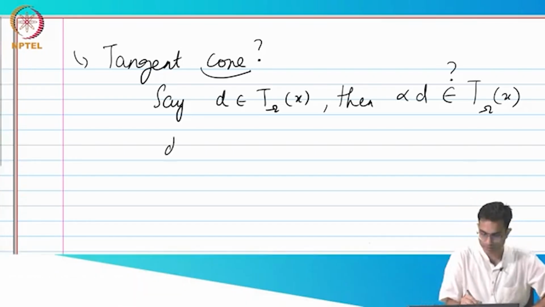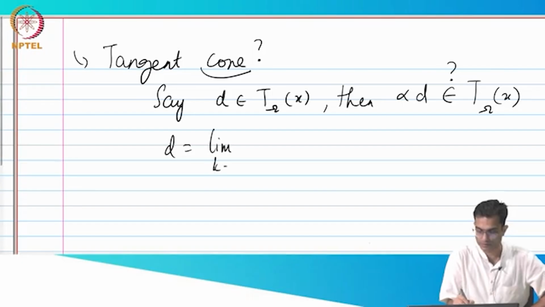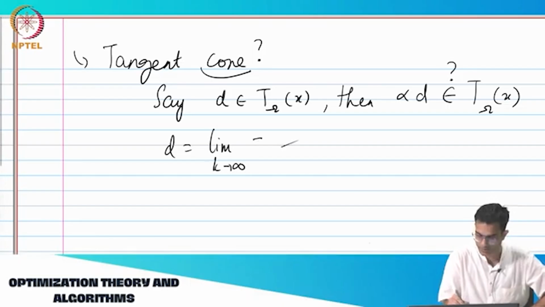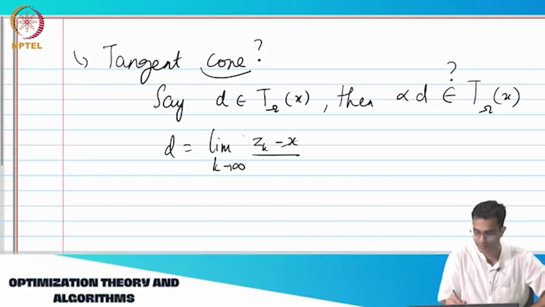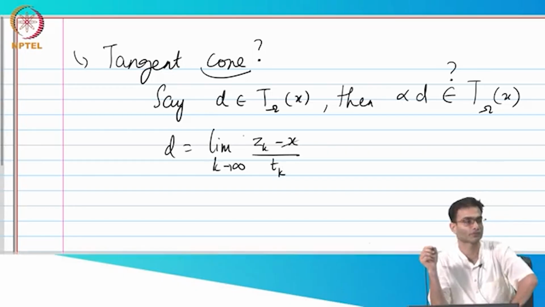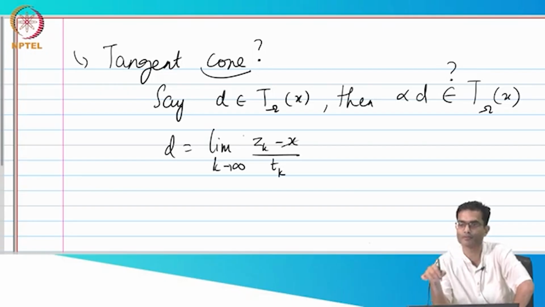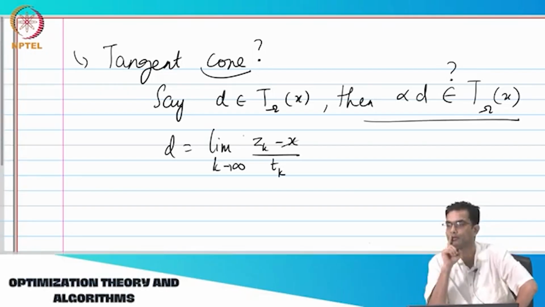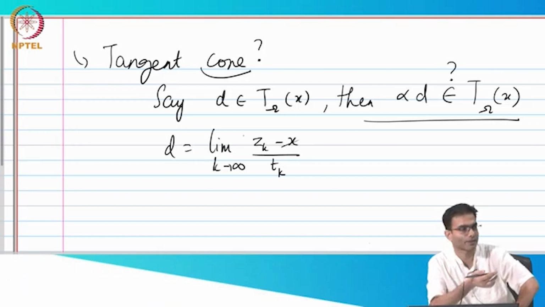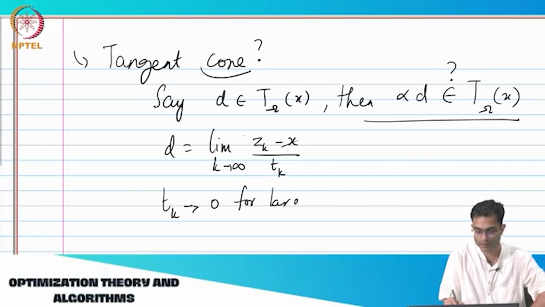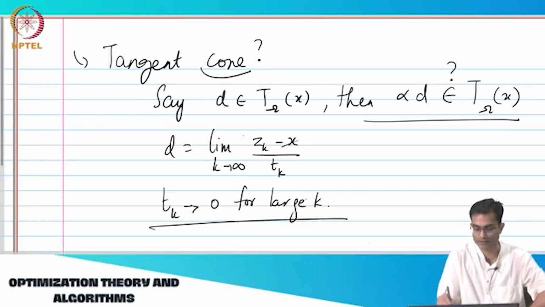Remember, d was given as the limiting direction, as k tends to infinity, of (zk minus x) divided by tk. This is the definition of the tangent. How do you think we can prove this statement? He has the right answer. Remember, the only property of tk was what? tk should tend to 0 for large k. That's the only property of tk that we cared about.